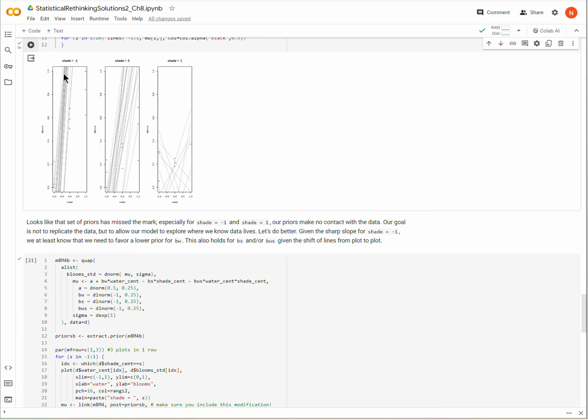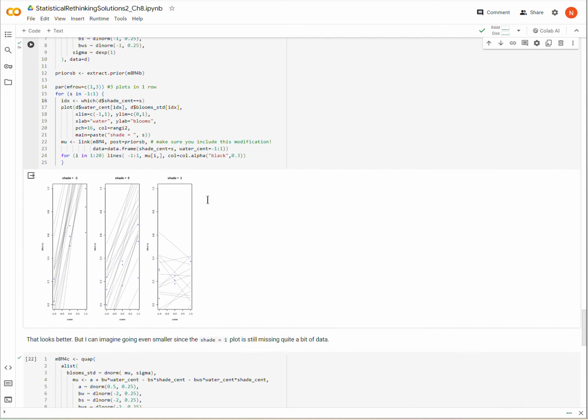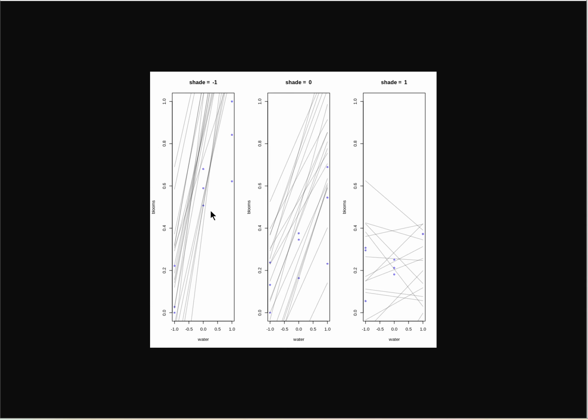I also notice how radical the shift is in these slopes as I move from left to right. And so probably the effect of shade is also too much. So instead of having 0 here for these dnorm priors on our coefficients, I'm going to make it smaller, so I'm going to have -1. And so I'm going to just run the same code. I'm going to extract and then plot everything all in just one code block here. Let's open this up in a new window. Okay, so this is doing better.